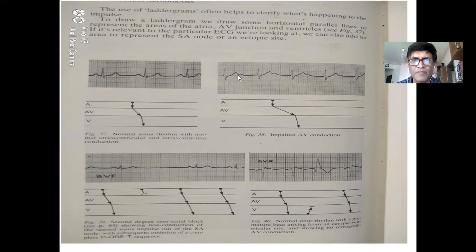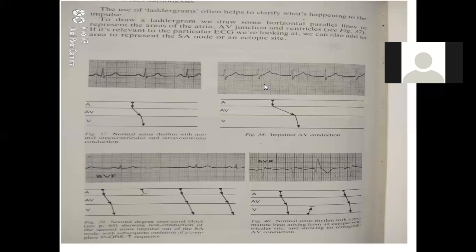What is the heart rate of this patient? Anyone? How many squares is the RR interval? 18 small squares. So what is the heart rate of 18? I had given you last time. You have the reference notes. What is the heart rate of 18? 83.